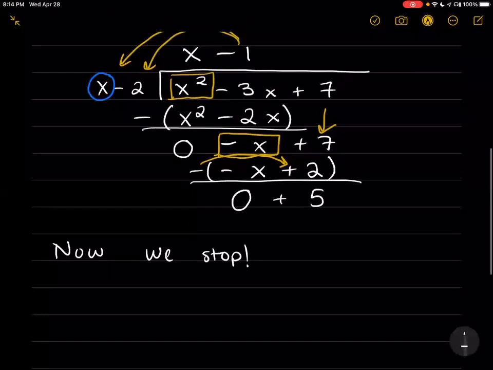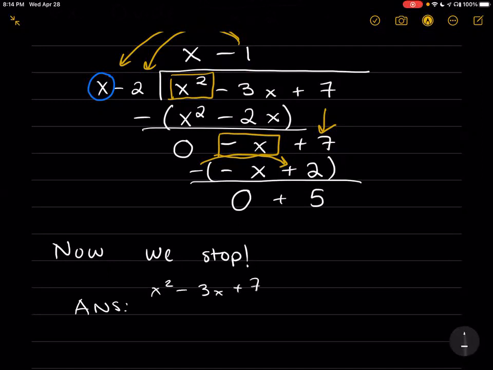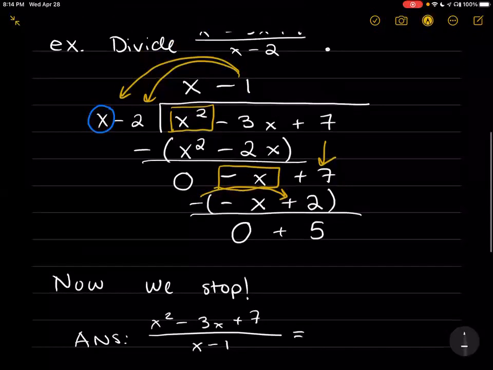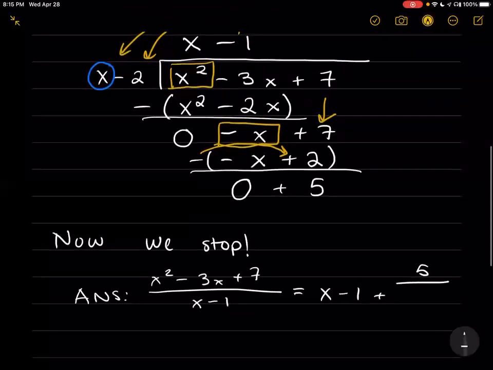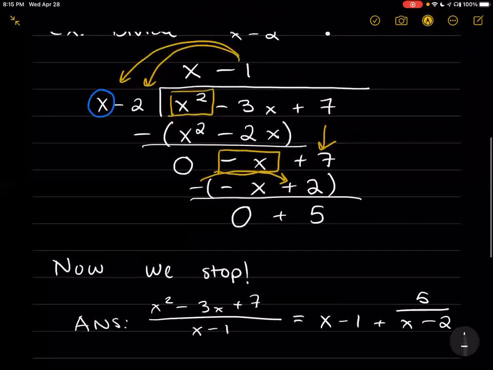And so the answer here is that when we did this division, this x squared minus 3x plus 7 all over x minus 1, the way we can write this is we take what we found up here on the top, this x minus 1. That's our quotient. And then our remainder is 5. And in order to make this equal, we have to put the remainder over what we were dividing by. So we have to write 5 over x minus 1. There you go. That's your first polynomial division.